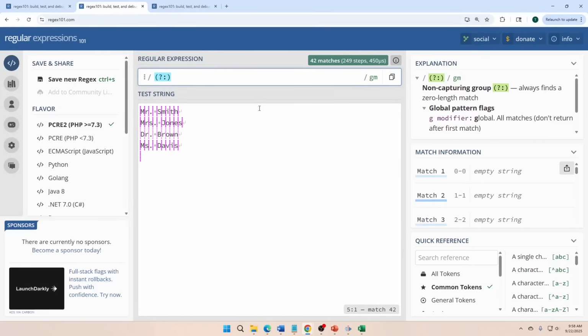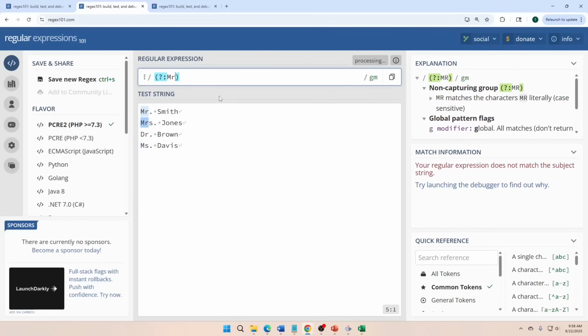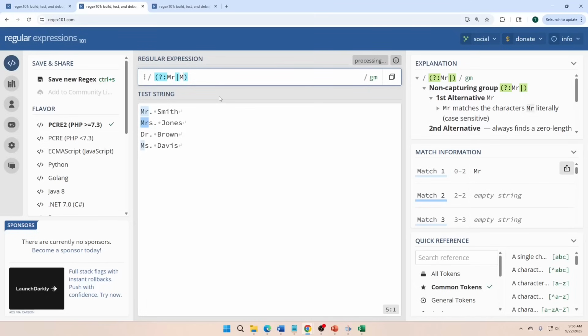So to do this, we're going to use this opening parenthesis, question mark, colon, and then we will write Mr. or Mrs.